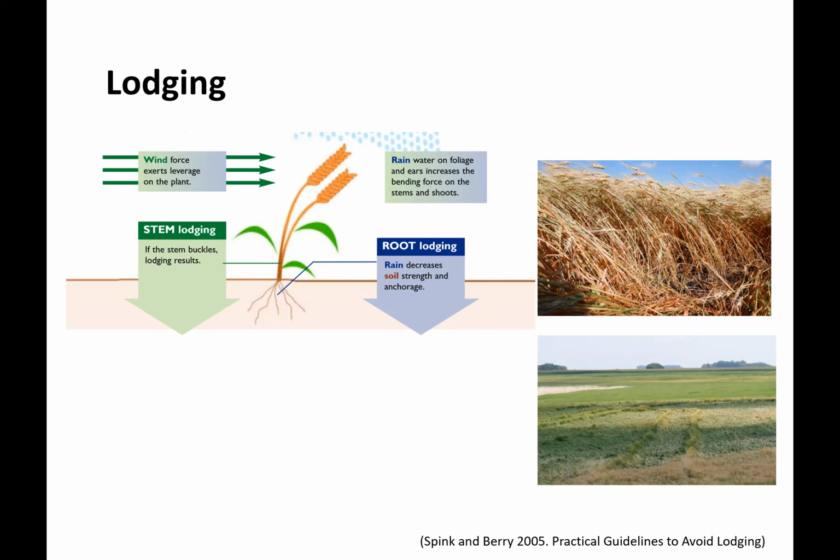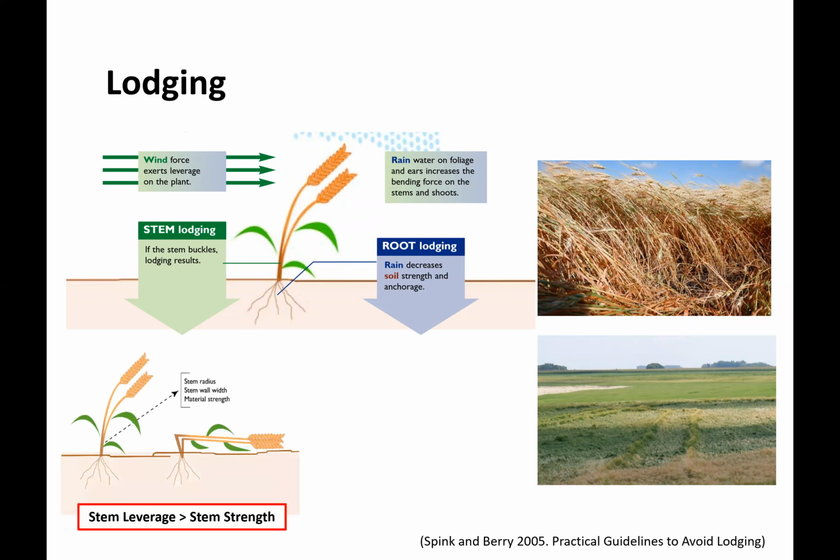And there are two types of lodging that can occur in cereals. The first being stem lodging. Stem lodging is typically what we think of when we think of lodging. It's when the lower portion of the plant either bends or breaks, and that's due to the leverage on an individual stem being greater than the strength of that stem.